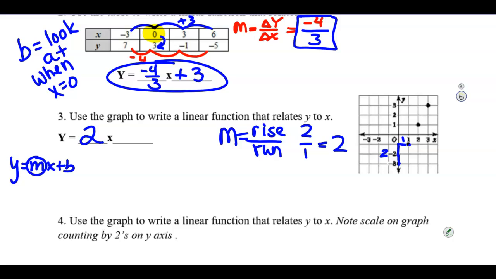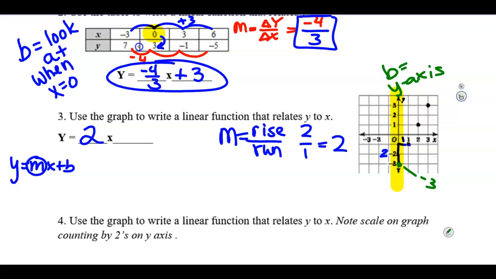Remember, on a graph, my b is on the y-axis. It's just where that point or line hits the y-axis. So if I look here, there's a point right here at negative 3. It's right there, so that is automatically my b. It hits the y-axis. This is how we find our b.